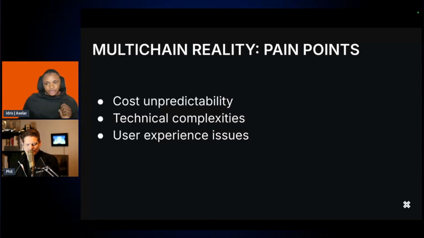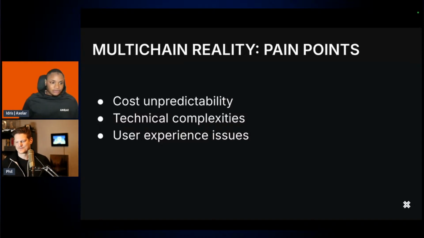First is cost unpredictability, right? Because gas prices vary dramatically across chains, and there could be network congestion that impacts fees differently. Multi-chain gas tokens, which you need to manage, and also you need to manage the price volatility of that particular gas token. So one of the biggest points here is cost unpredictability.